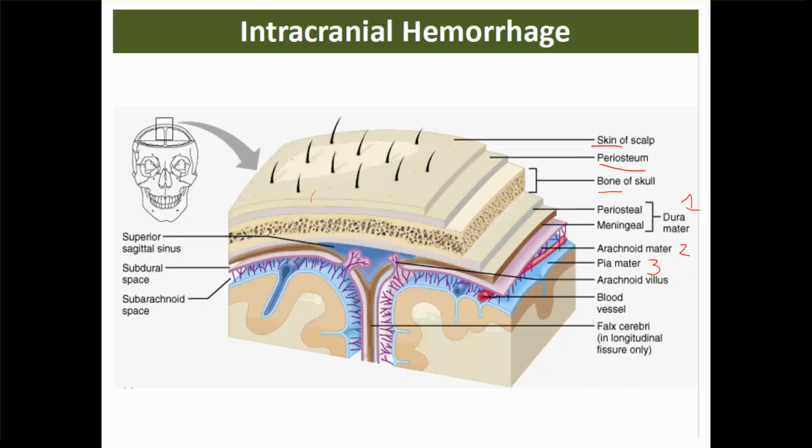We can also see some projections. These are called arachnoid villi, which enter into the superior sagittal sinus.